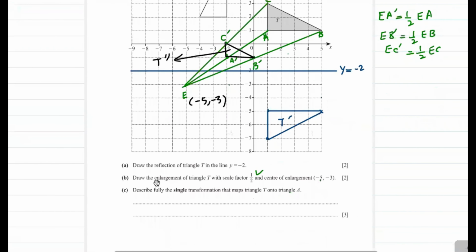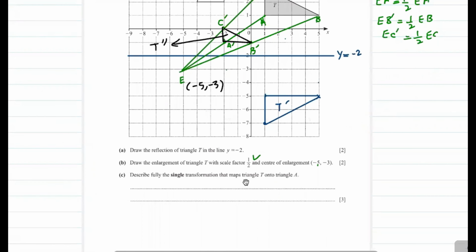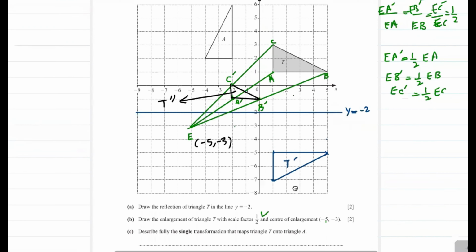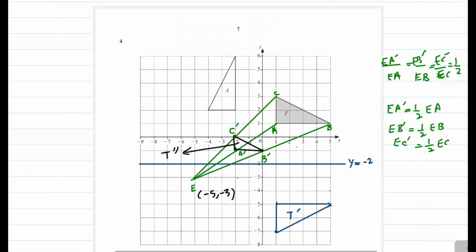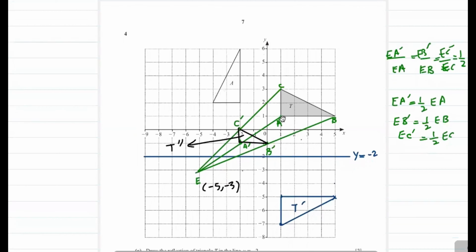Now next is part C. Describe fully the single transformation that maps triangle T onto triangle A. You can see here this is the triangle T and this triangle is A. The size of the triangle is the same, but the orientation is changed. Therefore the transformation from T to A is a rotation. To find the center of rotation, we join the vertices A, B, and C to their image points.